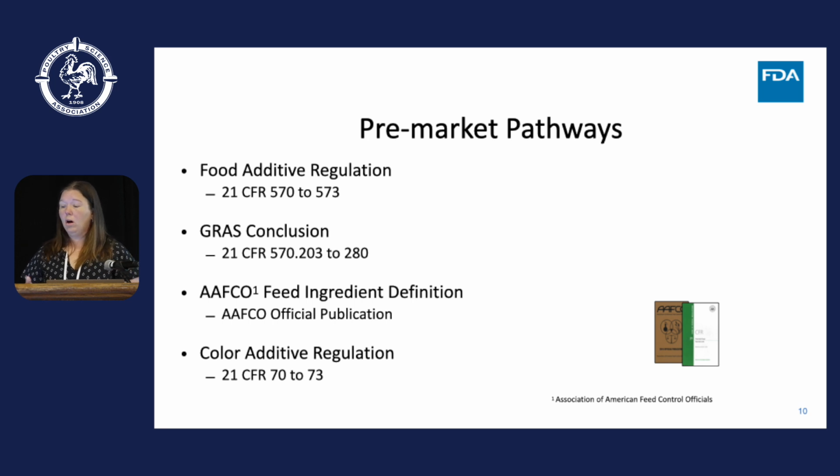So I'm going to walk through the pre-market pathways, very high level, that are available for seeking a regulatory decision from FDA on substances intended for animal food. As you see here, I've got the food additive regulation, the GRAS conclusion, and the AFCO ingredient definition, all of which are going to apply to those food and food additives.